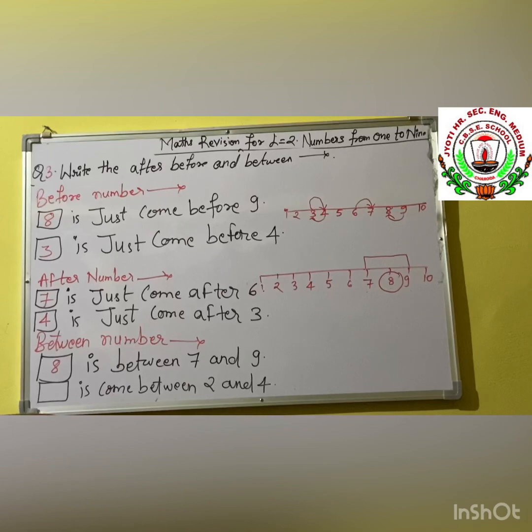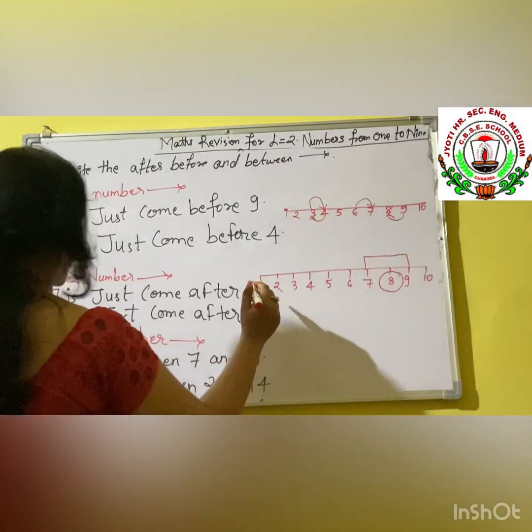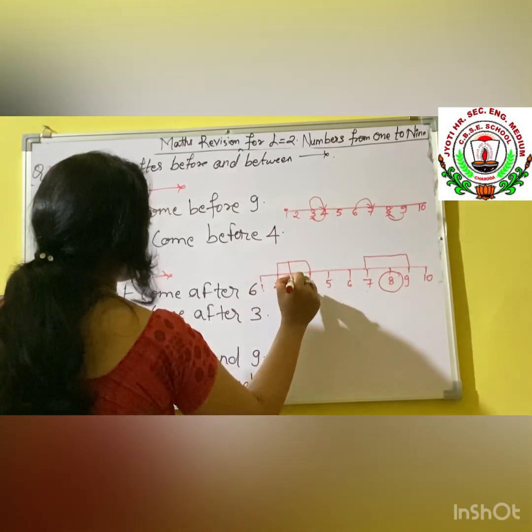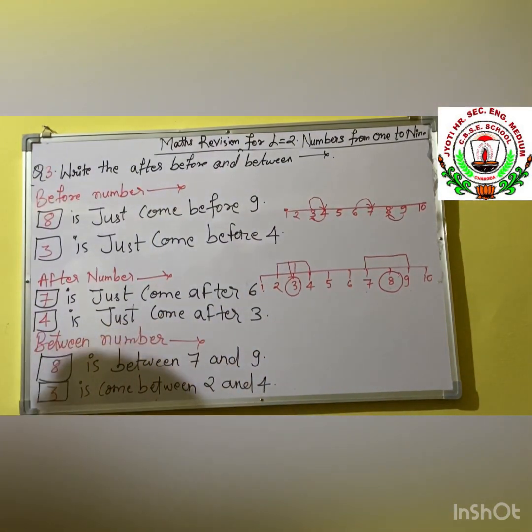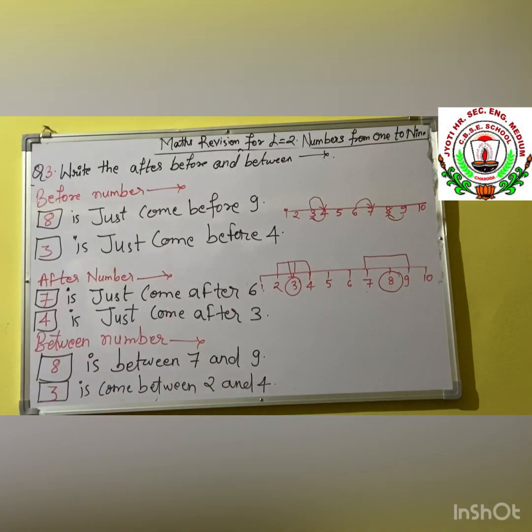Now the next one: dash comes between 2 and 4. So we will draw a line again. 2 and 4. Which is coming in the center? 3. So our answer is 3. 3 is coming between 2 and 4. So this way you have to read. You have to learn at home and practice, students. I am repeating again and again: practice well at home. All this is helpful for your pre-med exams.